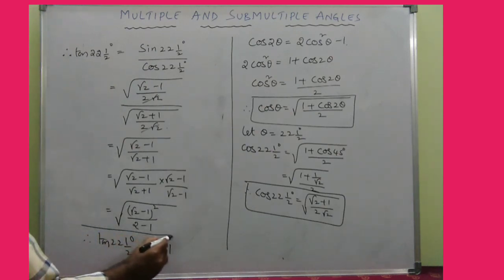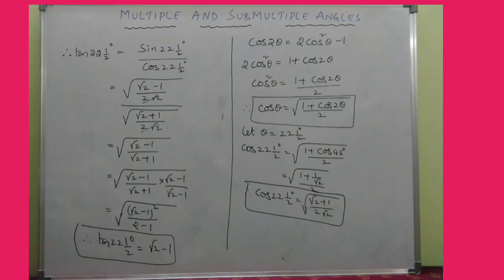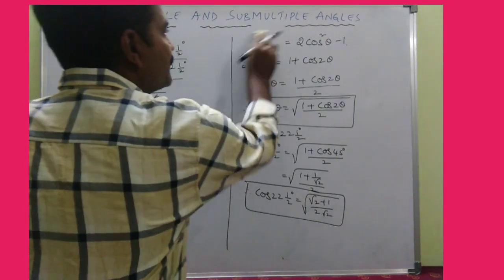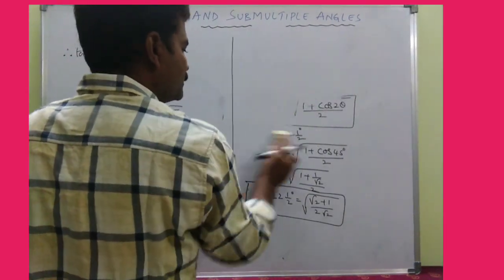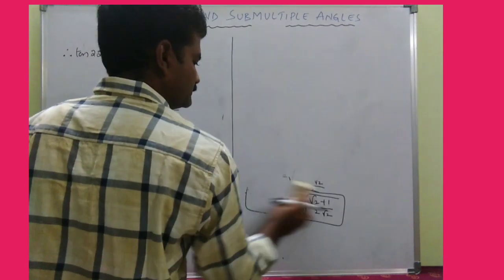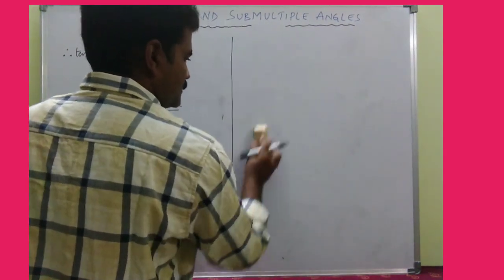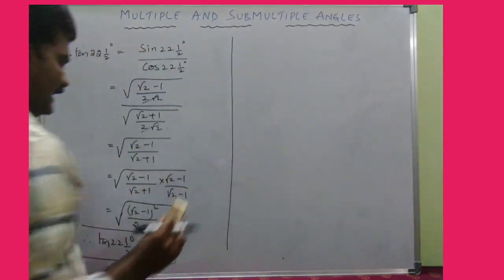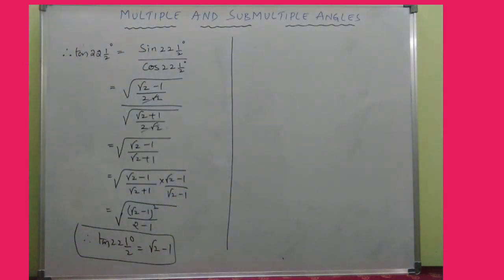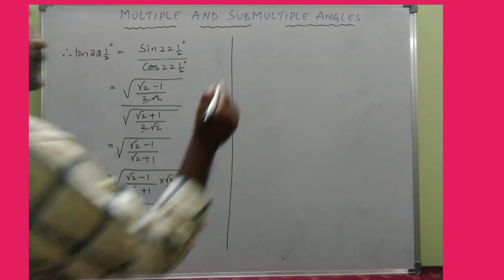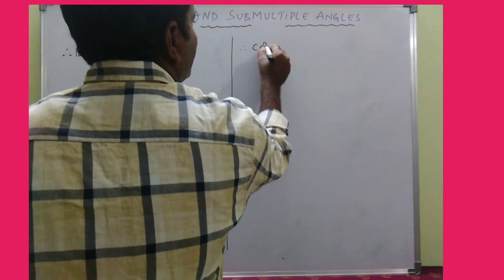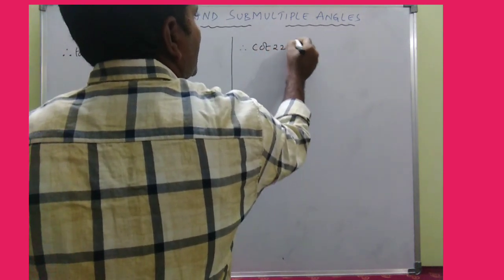So we also derived the formula for tan 22.5 degrees, which is equal to root 2 minus 1. Once you know tan 22.5 degrees, can you write cot 22.5 degrees? We can. You can go with the help of tan 22.5, or cot can be written as cos by sine also. Whichever way, now I want to find the value of cot 22.5 degrees.